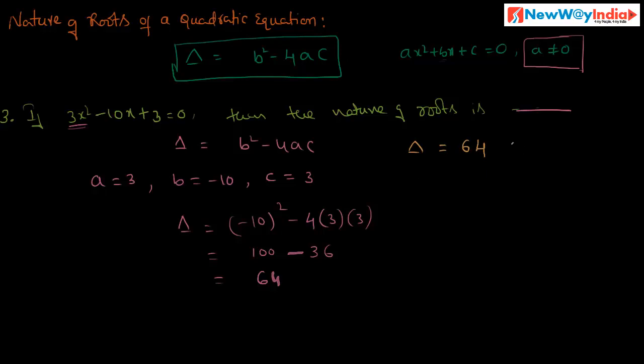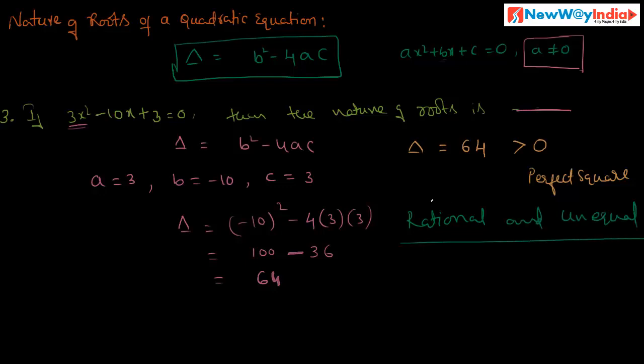It is greater than 0 and it is a perfect square. So by using this condition, when the discriminant is greater than 0 and it is a perfect square, then the roots are rational and unequal. This is the nature of the roots for the given quadratic equation.